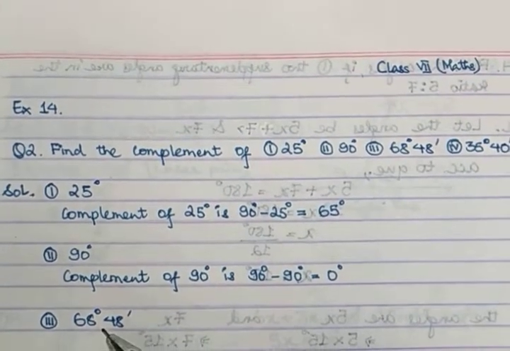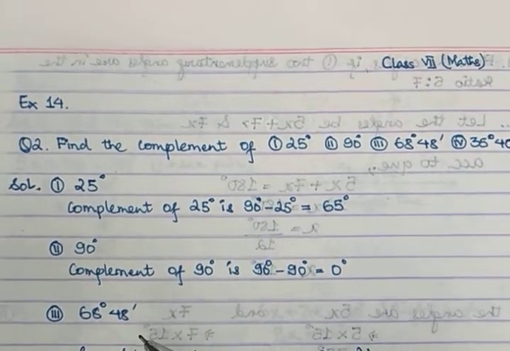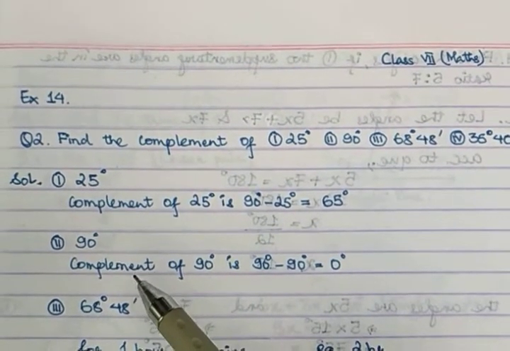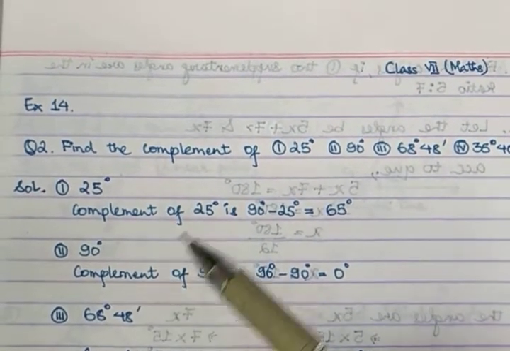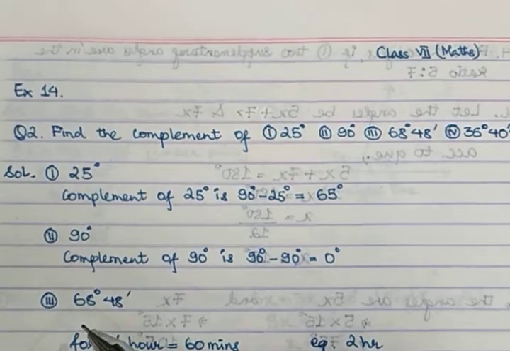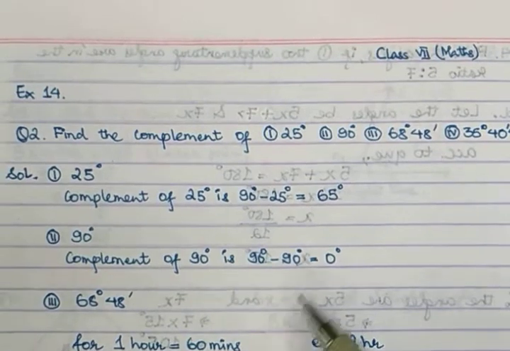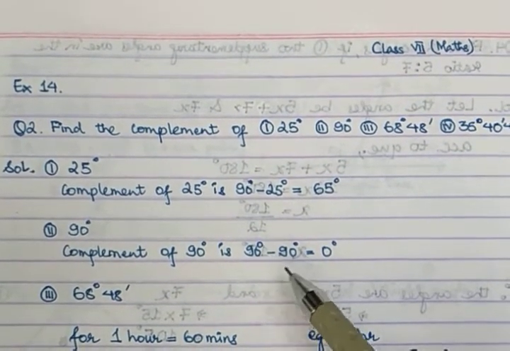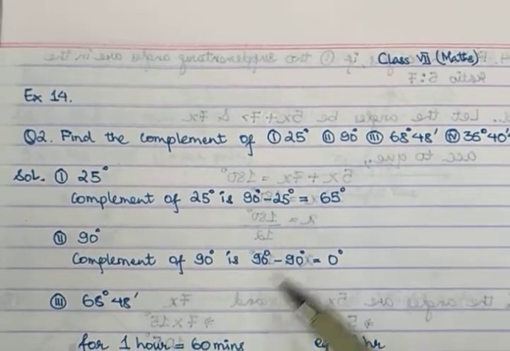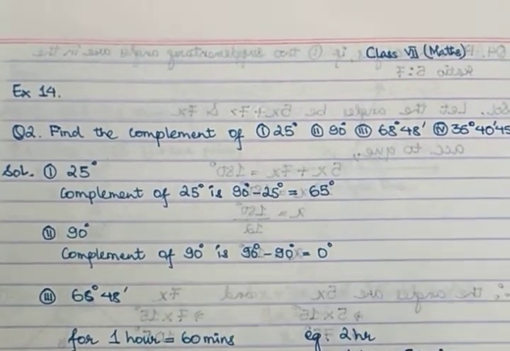The second one we have is 90 degrees. So what is the complement of 90? Obviously 90 degrees is the right angle also. We know that when two angles are added, if the sum comes to 90, then those two angles are known as complements to one another. Now what should I add to 90 to get 90? The answer is simple, 0. See what I have done here: 90 degrees minus 90 degrees, and I got 0. So the complement of 90 degrees is 0 degrees, or in other words, 90 degrees plus 0 degrees gives us 90 degrees. So those two angles are complements to one another.